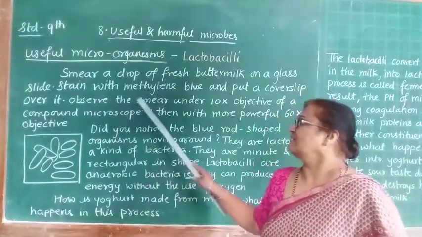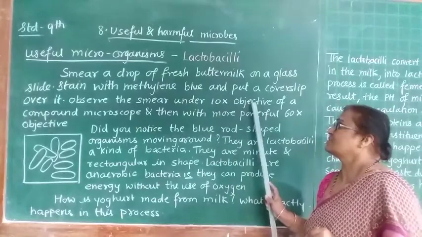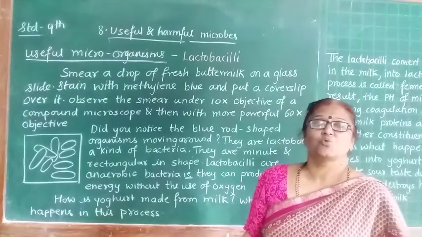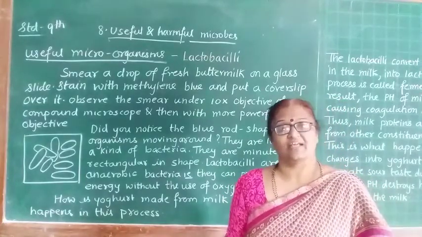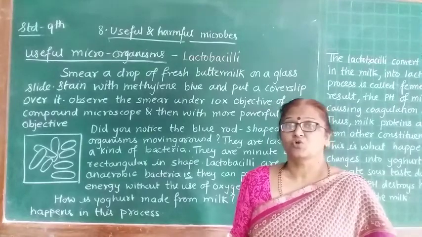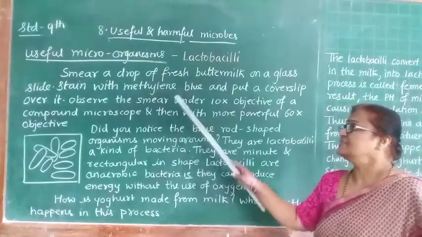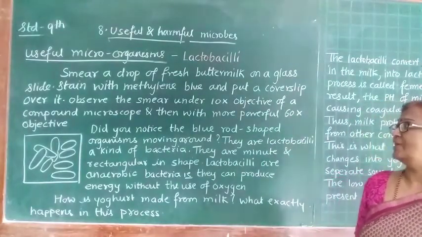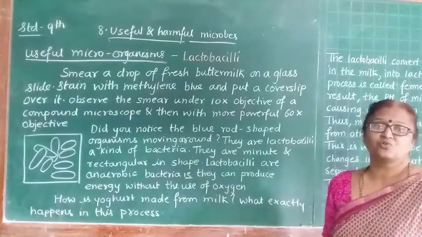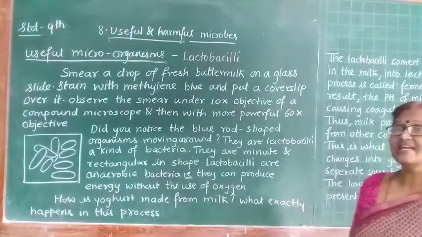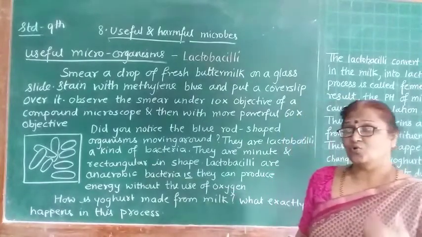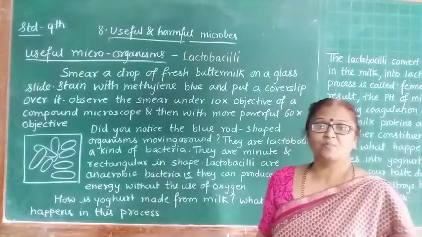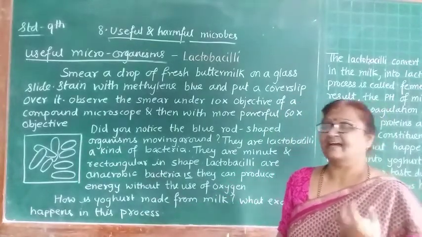Now you have to observe the smear under the 10x objective of the compound microscope. You know that the compound microscope has two objectives, one of 10x and the other of 60x. First observe the smear under the 10x objective, and then with the more powerful 60x objective. So what do you notice there? I have drawn one diagram here. You see such types of microorganisms present in that smear.